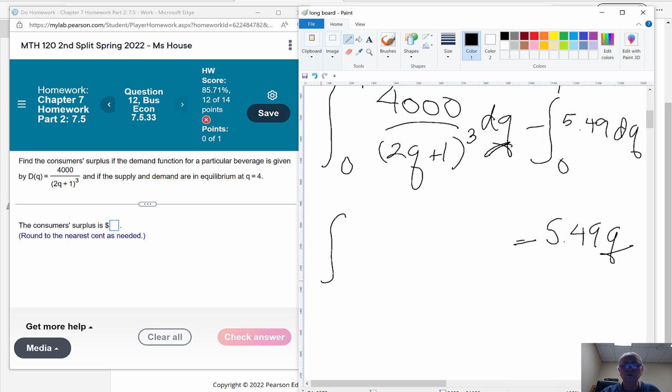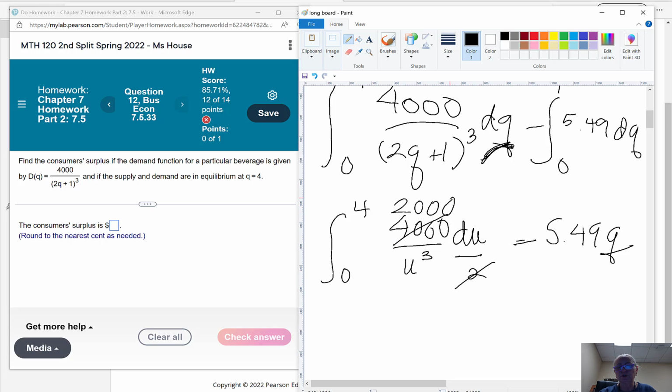So for this one, I have to put in my u, so that's 4,000 over u cubed, and for dq we got du over 2. Now this 2 can go into this 4,000 and leave us with a 2,000, and then we can put it on the outside. And remember, we're in q now, so these values are not correct. So I'm going to take these off because I don't need this. Those are the values of q, and we don't have q anymore.